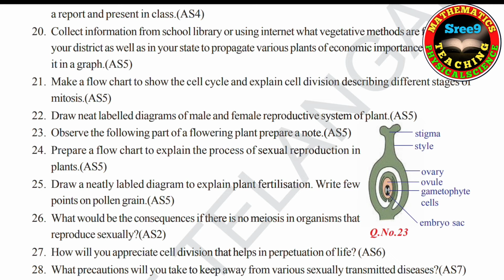Now the 22nd: draw neat labeled diagrams of the male and female reproductive system of a plant, not human beings. Be careful. This is draw neat labeled diagrams of the male and female reproductive system of a plant. Be careful. Now the 23rd: observe the following part of the flowering plant. Prepare a note. That is a figure. Okay, that is not much important. That is one type of project. Okay, that is not needed here.